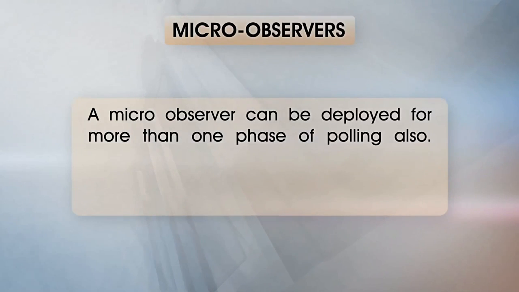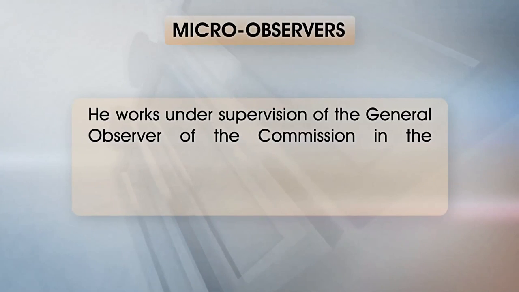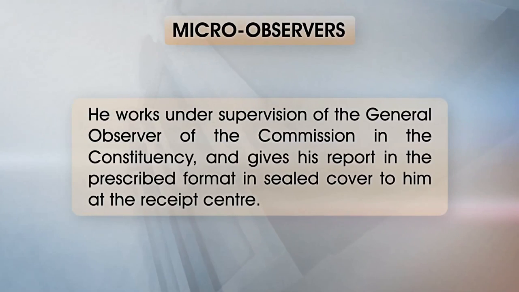A micro-observer can be deployed for more than one phase of polling also. When deployed at a multiple PS location, he shall be in charge of all PSs at that location unless otherwise directed. He works under supervision of the General Observer of the Commission in the constituency and gives his report in the prescribed format in sealed cover to him at the receipt center.